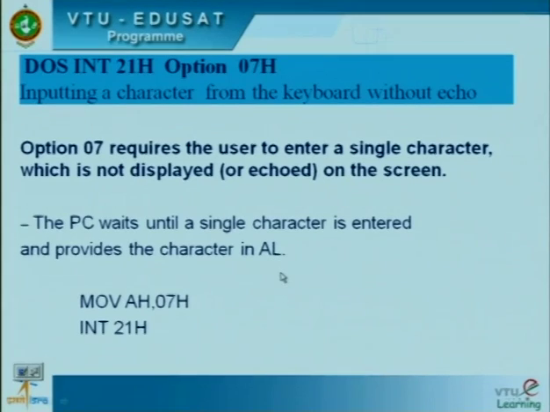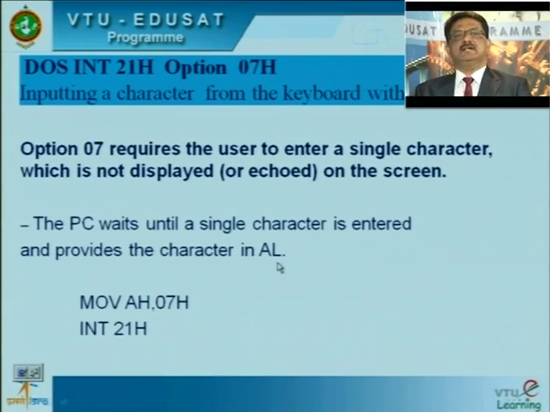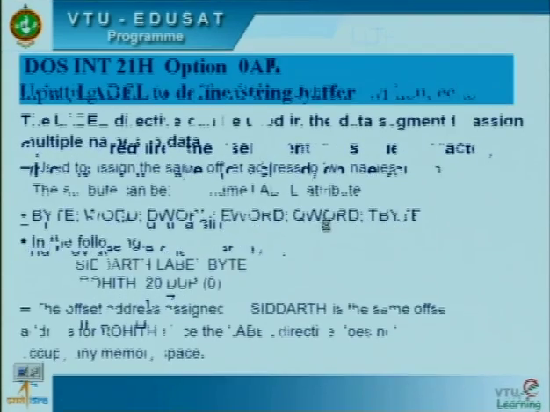If you do not want to display whatever you type from the keyboard onto the screen, for example in the case of a password, then we will go for function request 07H, that is MOV AH, 07H and INT 21H, where whatever I type will go and sit in AL. Internally you can write code to check every character present in AL after a keystroke, and then verify whether the typed password is correct or not. So this is the actual application of inputting a character from the keyboard without echo.